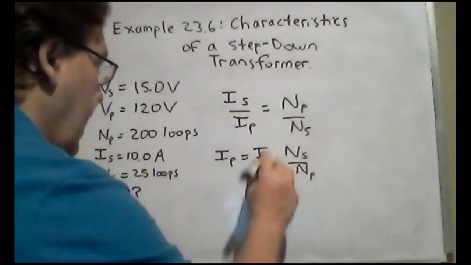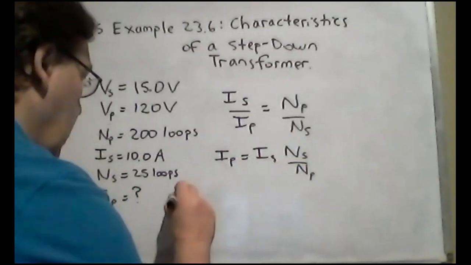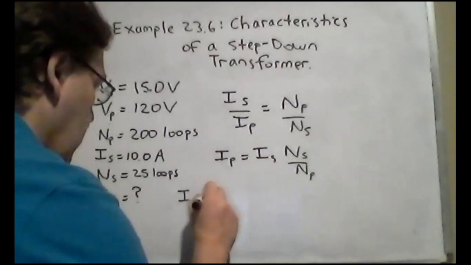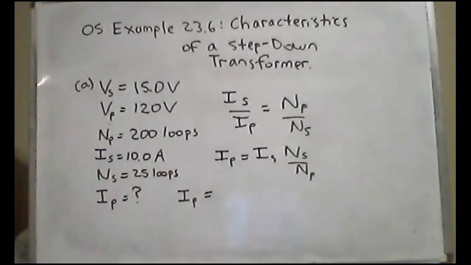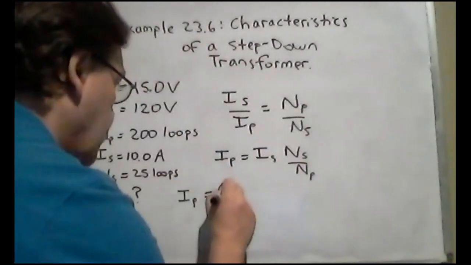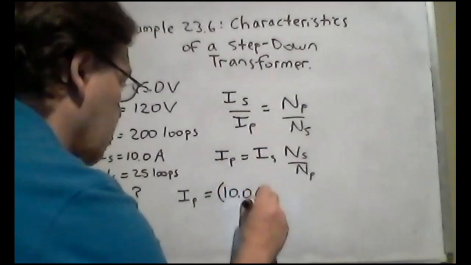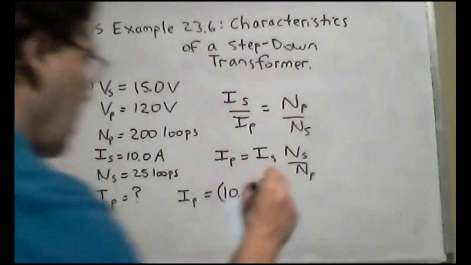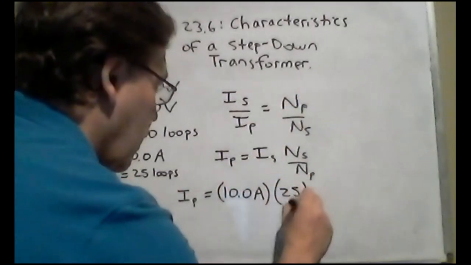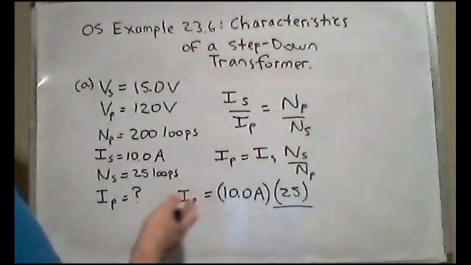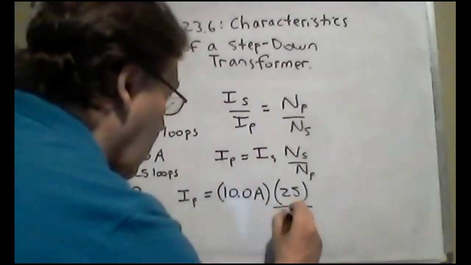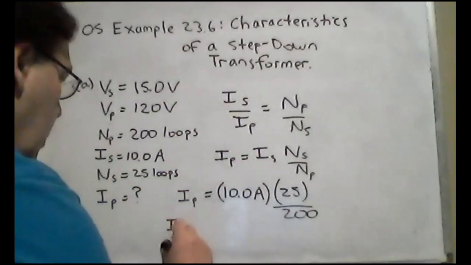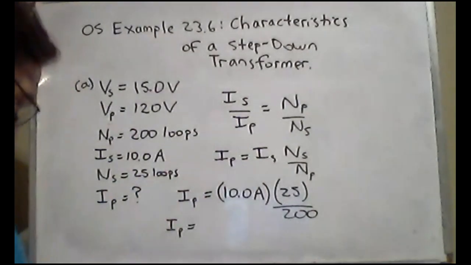So in this particular situation, we're able to plug in pretty much directly. I sub S is going to be the 10 amperes. That's 10 amperes that's required at the charger. N sub S, we figured that out a moment ago. That's 25 loops. And N sub P, we know that was a given at 200 loops. So we find out that I sub P, the current at the primary, is going to be 2 amperes.